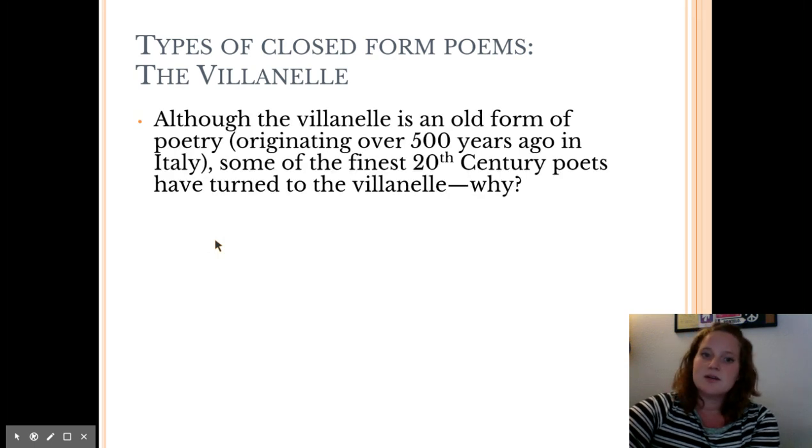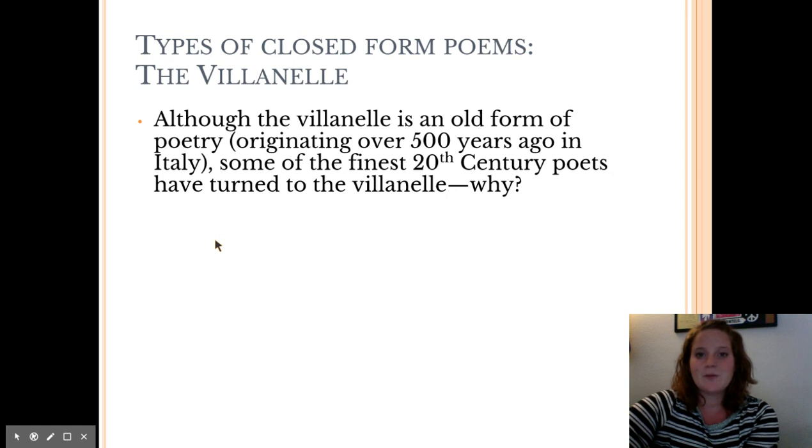The villanelle is a pretty old form of poetry. It was first established about 500 years ago in Italy, but some of the best 20th century poets have turned to the villanelle. You might wonder why we started using such an old structure of poetry again.